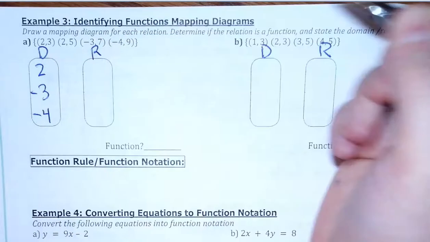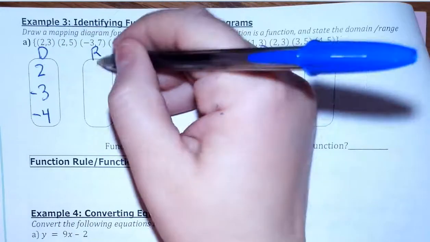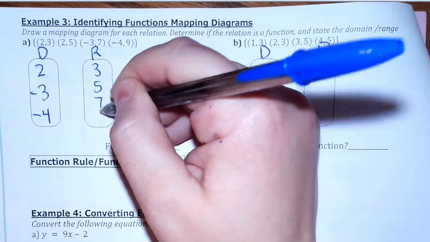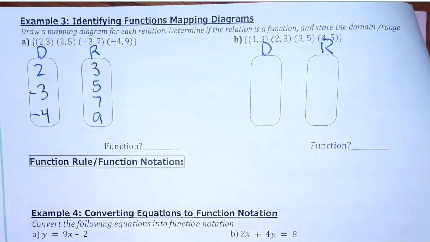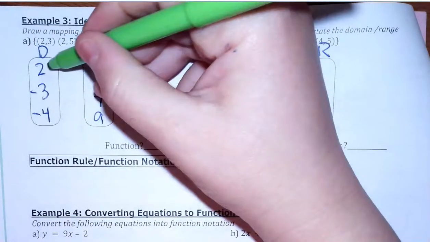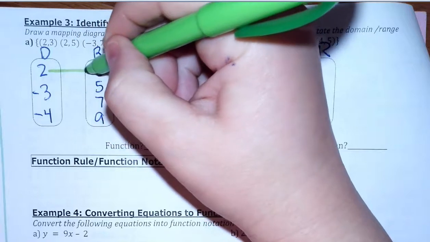And then again, doesn't matter the order, I'm going to list the range values. I have 3, I have 5, I have 7, and I have 9. Each of these is different. All right, the way the mapping diagram works is you draw an arrow from the domain value to its matching range value. So it always points here to the right. So 2 goes with 3.